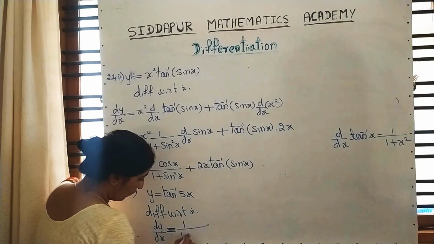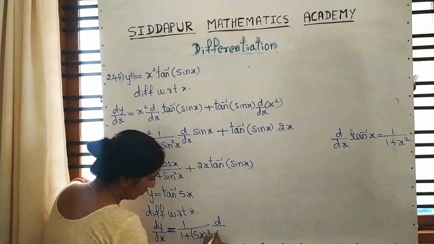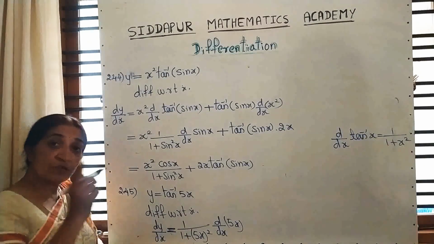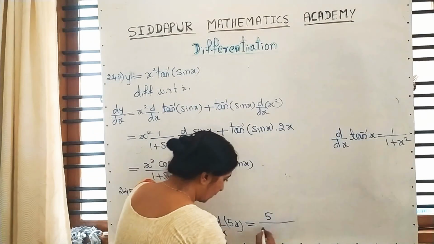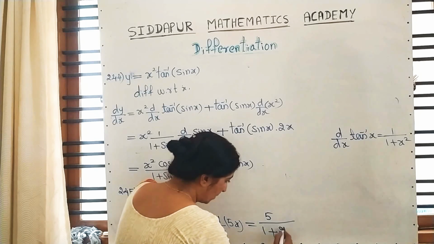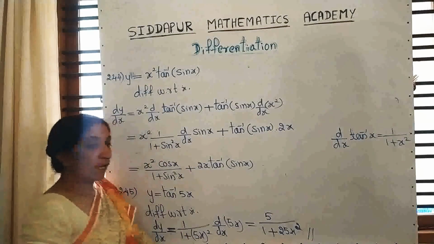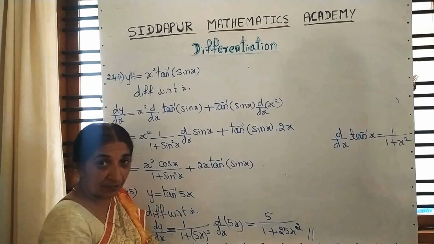1 upon 1 plus, in place of x we have to write 5x whole square, into differentiation of 5x. Why? Because it is other than x. Differentiation of 5x is 5 upon 1 plus 25x square. Yes. And students, you will not get this type of example elsewhere, it is just practice.